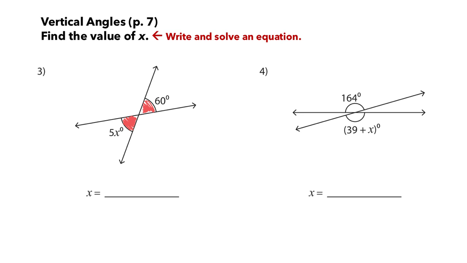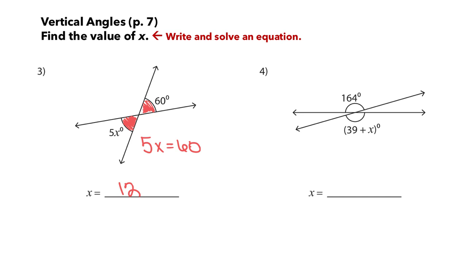What equation can I set up knowing that they're vertical and they're equal to each other? Mary Lady: When they're vertical angles, it's going to be something equals something. So you can do 5x equals 60. Well said. Something equals something, so 5x equals 60. When it gets solved, what is the value of x? 12 is correct.